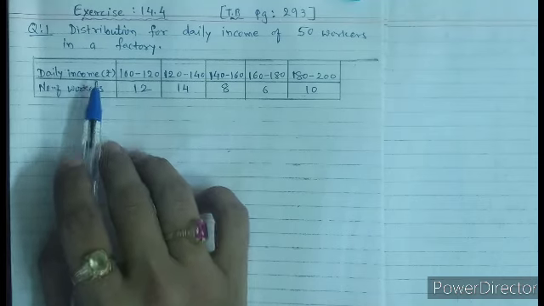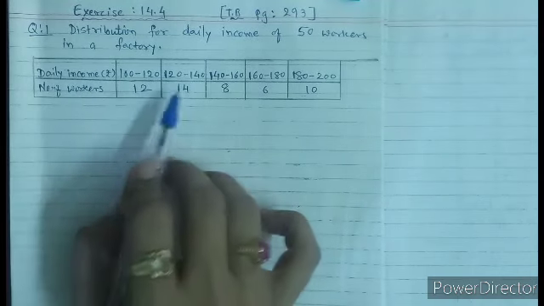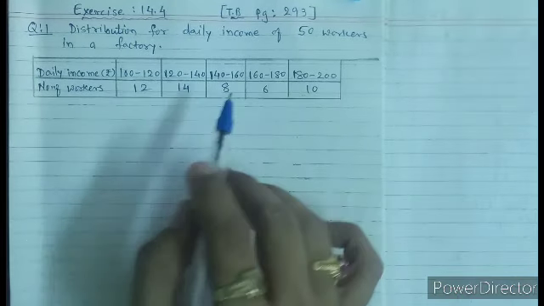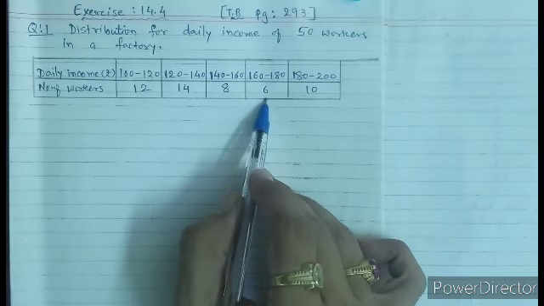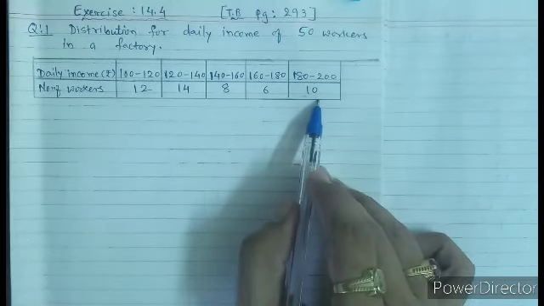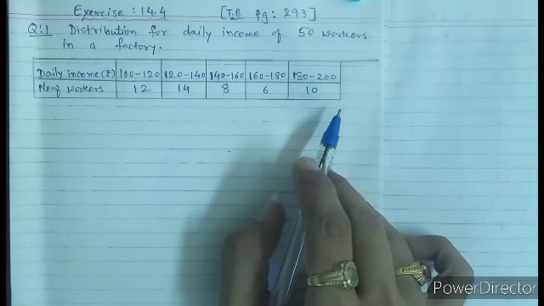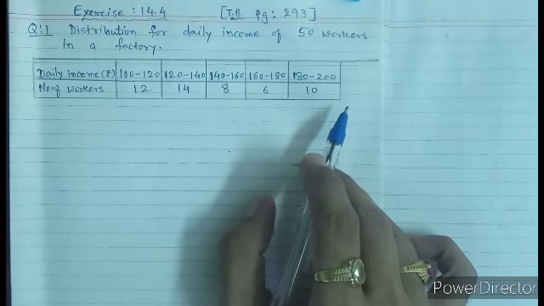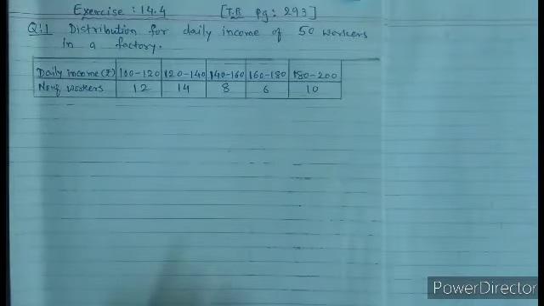Daily income in rupees 100 to 120, number of workers is 12. Rupees 120 to 140, number of workers is 14. Rupees 140 to 160, 8 workers. Rupees 160 to 180, 6 workers. And 180 to 200, there are 10 workers. Now we have to convert this distribution into less than type of cumulative frequency distribution and we have to draw the OGIVE. Let us first of all convert it into less than type of frequency distribution.